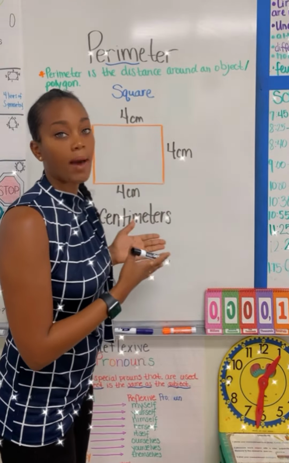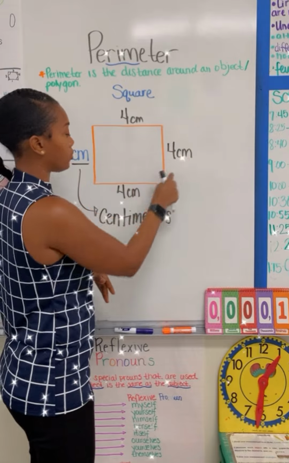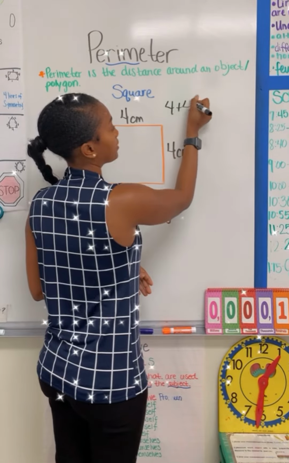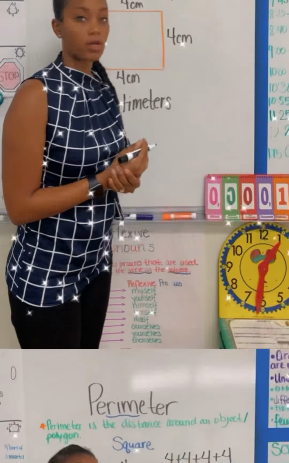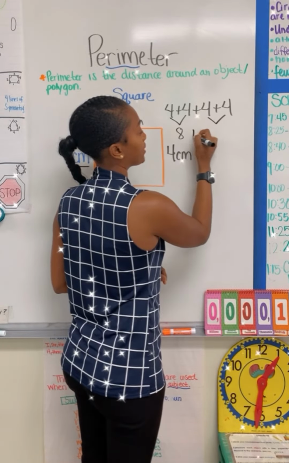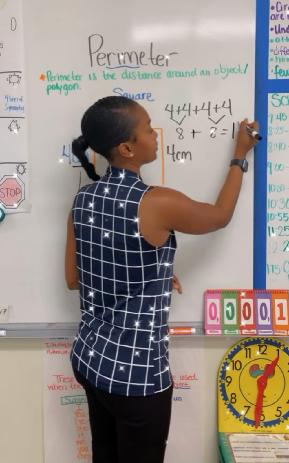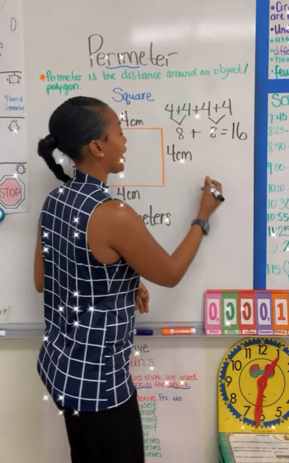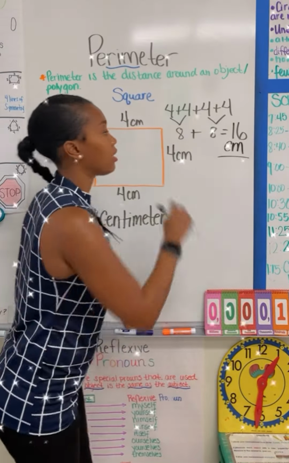Now, in order to find my perimeter, I have to add up every single side. So I have 1, 2, 3, 4 sides. So basically, I'm adding 4 plus 4 plus 4 plus 4 to find my answer. When adding the sides, I know that 4 plus 4 is equal to 8, and 4 plus 4 is equal to 8. 8 plus 8 is equal to 16. But I'm not done yet, because after I find my answer, I have to then add back the units. So that's 16 centimeters for this square.